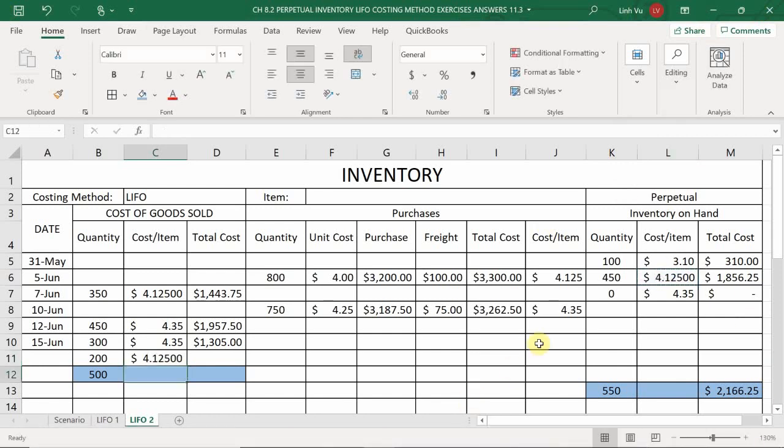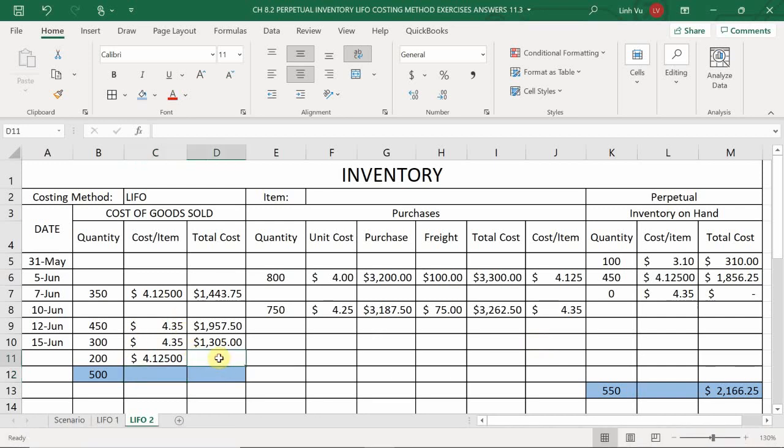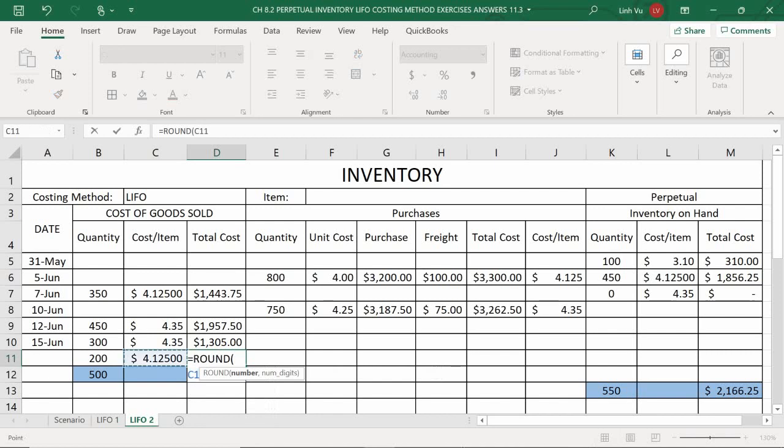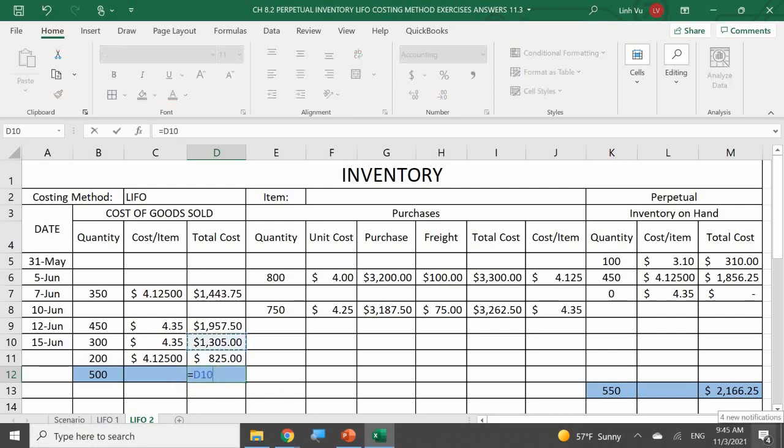It's going to cost me $4.125. So let's go ahead and calculate that. What's my total here for selling 200 items at $4.125? $825. Okay, good. So then let's add our totals up here. $1305 plus $825 gives me a grand total of $2,130 for selling 500 units.